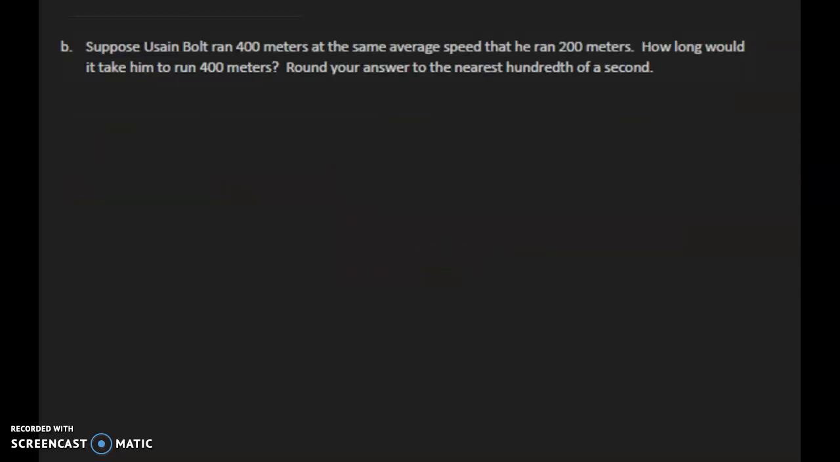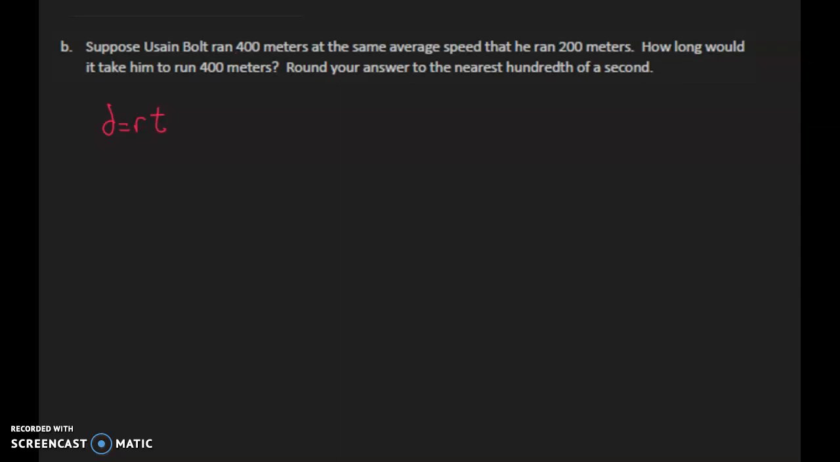Example 2b says, suppose Usain Bolt ran 400 meters at the same average speed that he ran 200 meters. How long would it take him to run 400 meters? And it wants us to also round our answer to the nearest hundredth of a second. So if you have the equation d equals rt, in this problem, using the information we know from example 2a, what is the variable you're going to have that doesn't have a number to plug in for it? Will it be d, r, or t? So in this case, t will be the variable that doesn't have something to plug in.